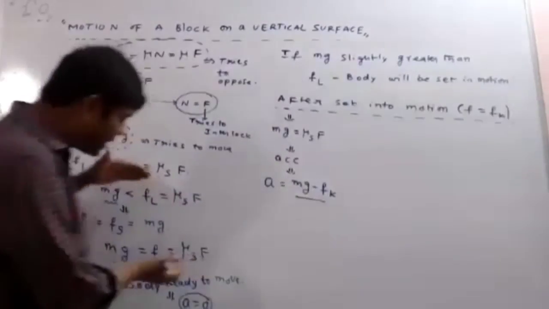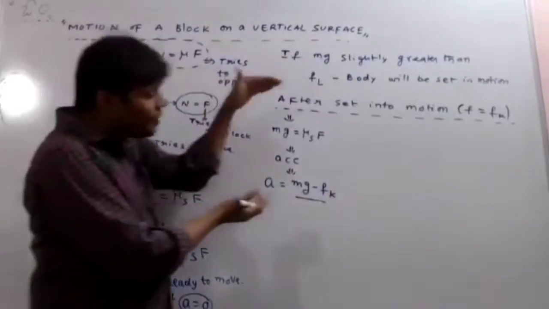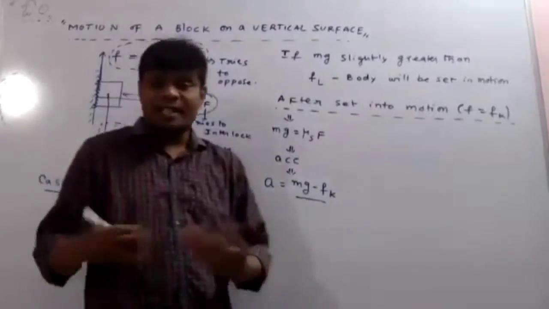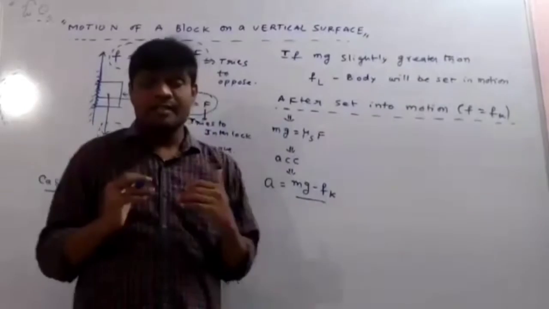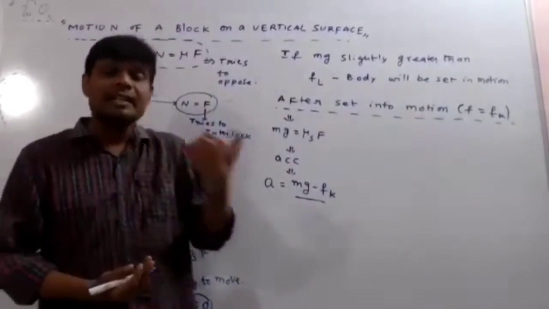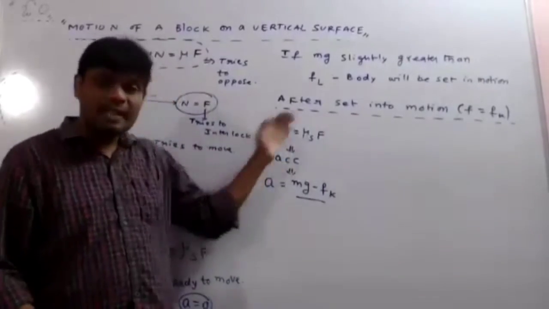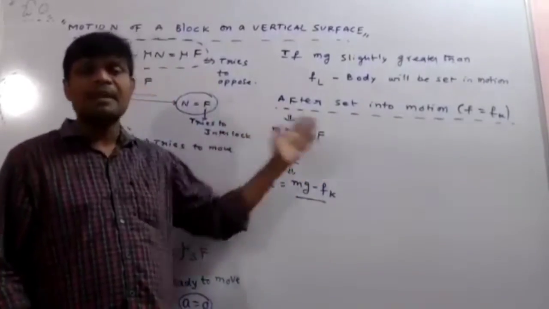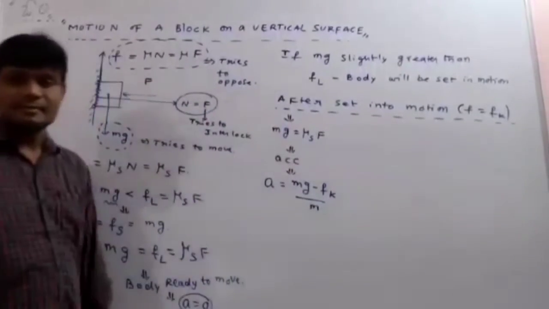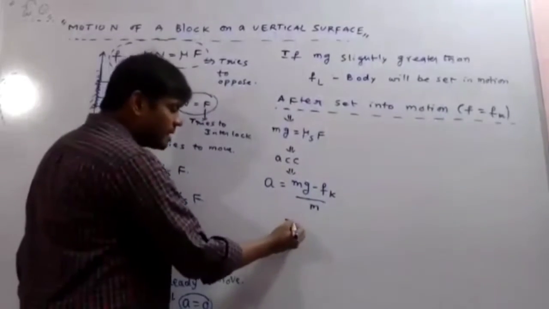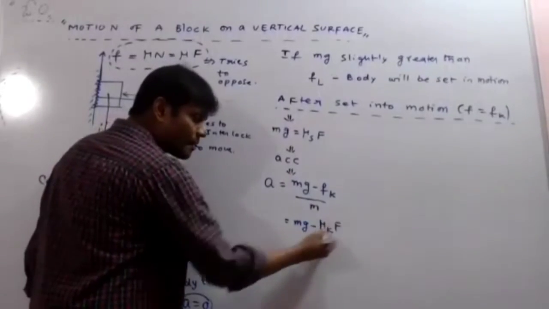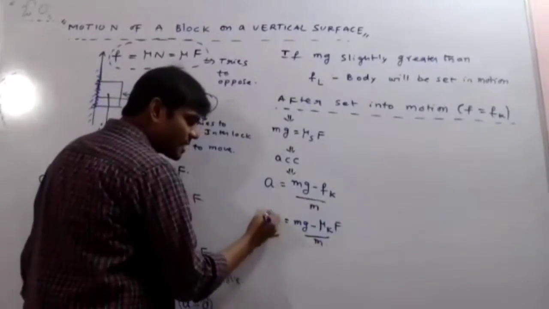So when the body is at rest, conditions are different. After setting into motion, the conditions are different. Here mg I cannot change because the mass of the block is fixed. That's why I can change the applied force. I can decrease the applied force, I can increase the applied force. Based on that, mg may be equal, less than, or greater than. Now divide by mass. That means acceleration is mg minus fk, that is mu k f, by mass.